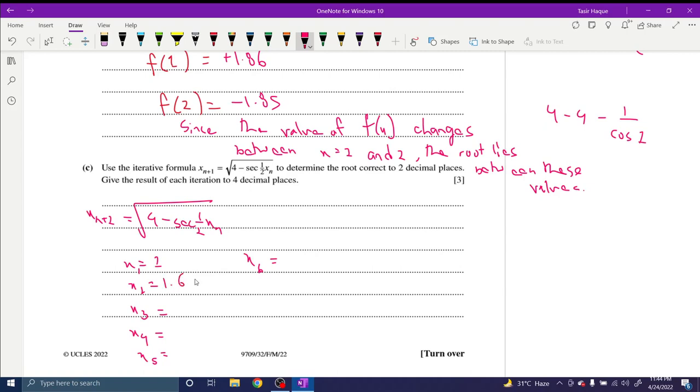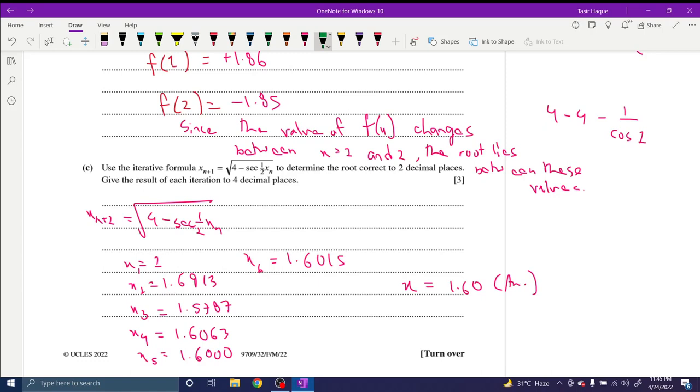1, 1.6913, 1.5787, 1.6063, 1.6000. Let's go one more time. 1.6015. We basically have our answer. It's actually equal to x equals 1.60. That is our root. Okay, so two decimal places.